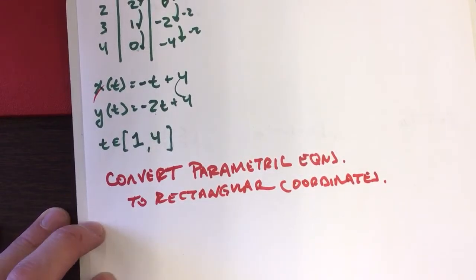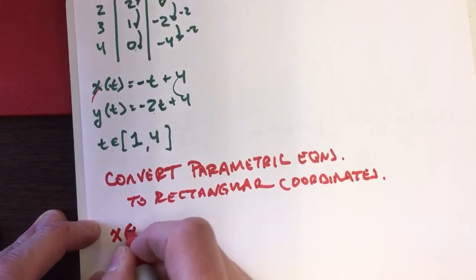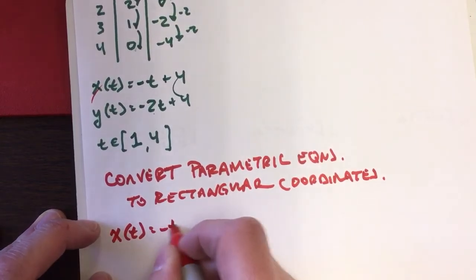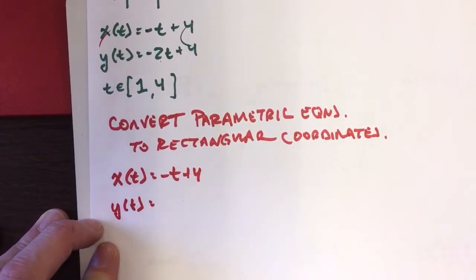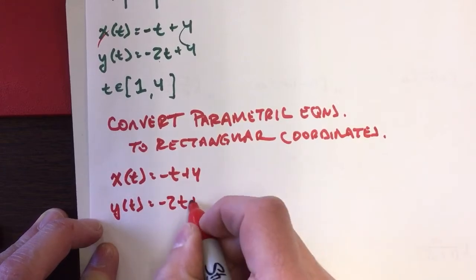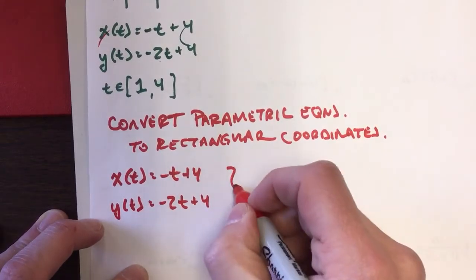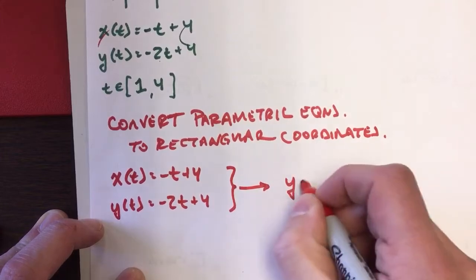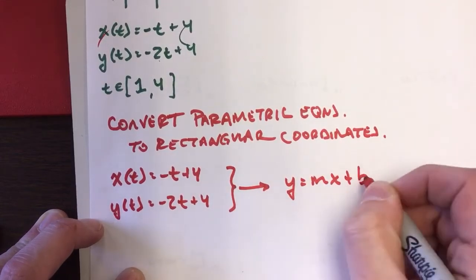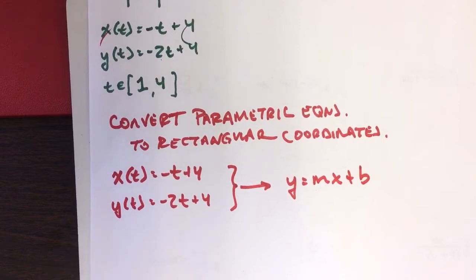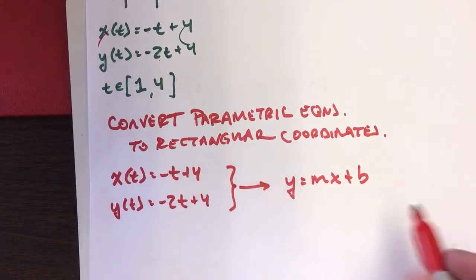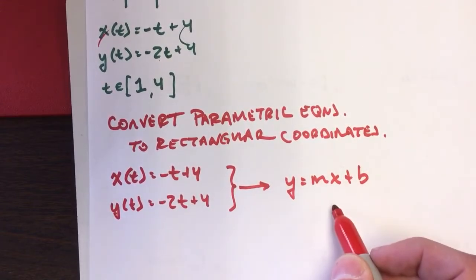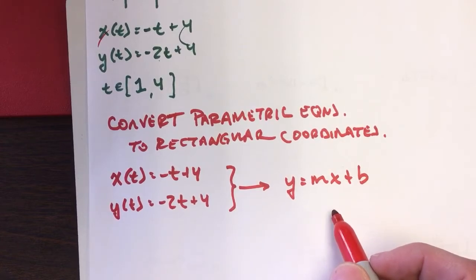Well, we have x of t is negative t plus 4. We have y of t is negative 2t plus 4. We want to take this and have something like y equals mx plus b. What's one thing that's here in parametric equations that is not in our rectangular coordinates? There is no t, so we need to get rid of the t.